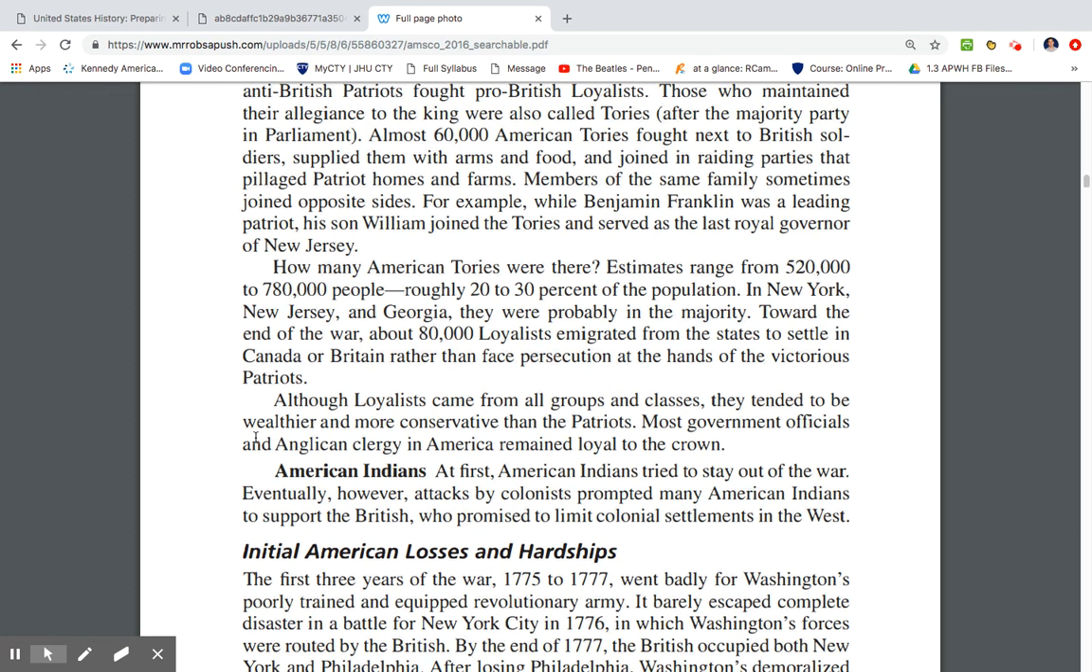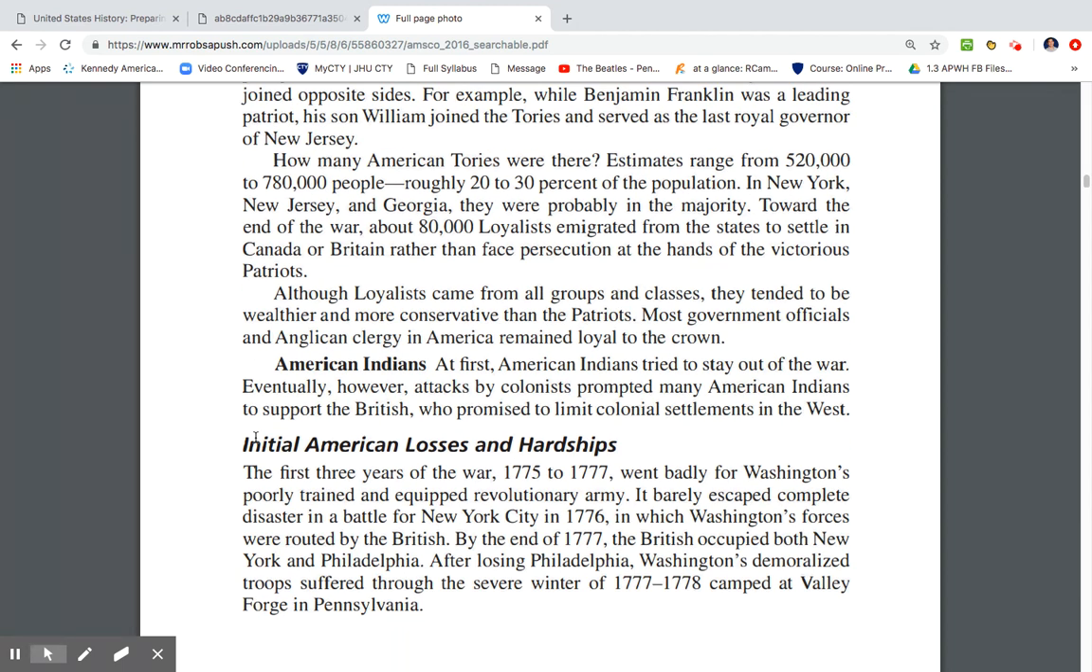Last but not least, American Indians. At first, American Indians tried to stay out of the war. Eventually, however, attacks by colonists prompted many American Indians to support the British, who promised to limit colonial settlement in the West. Remember that it was the British that supported the Proclamation of 1763. If you don't know what that is, that's okay, because I'll tell you what it is. It prevented the colonists from moving westward.